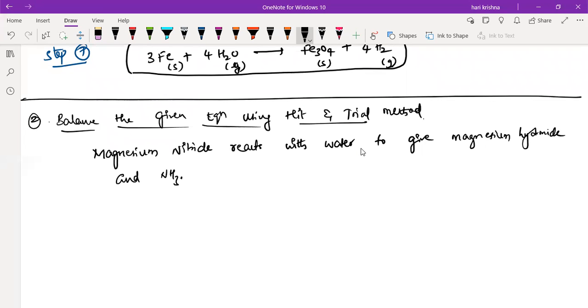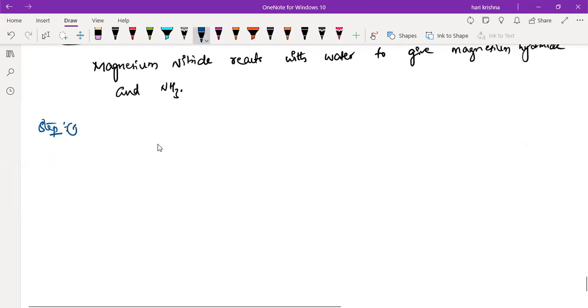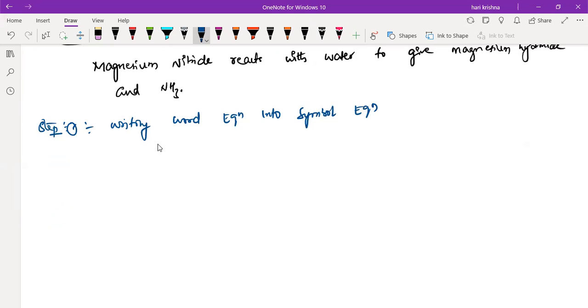So the first step is what? Step one is writing the word equation into the symbol equation, right? Magnesium, see, magnesium will show a +2 charge. Nitride means what? -3. So is everyone clear with these basics first? What are the valencies or the oxidation states of different elements? Or does anybody have doubts?